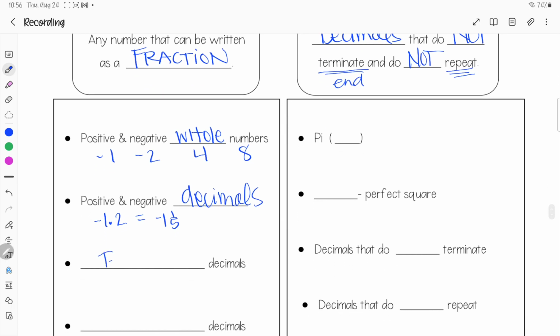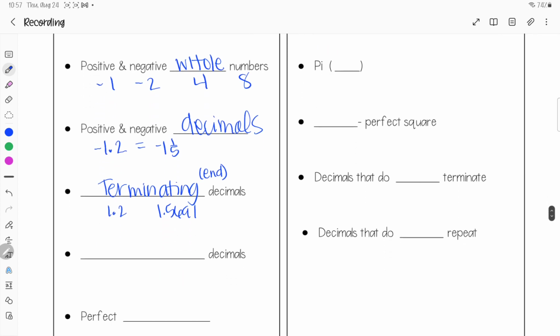Any terminating decimal, so a decimal that ends, like 1.2 or 1.5691, is rational. Terminating, remember, means ends. You could also have repeating decimals. Remember, repeating has the same number over and over. So 6.3 with a line over it, or it could be like 8.1212 dot dot dot, meaning this goes 1, 2, 1, 2, 1, 2.